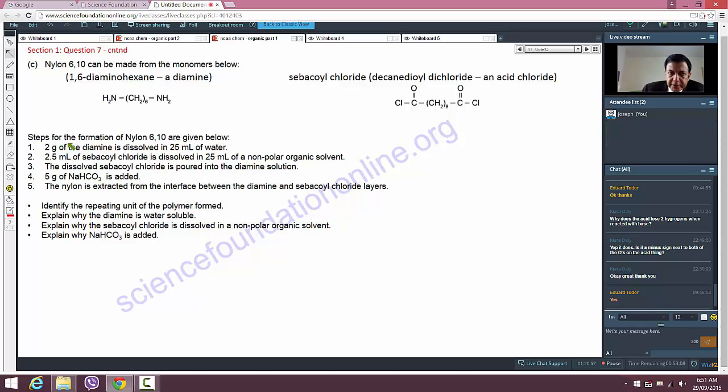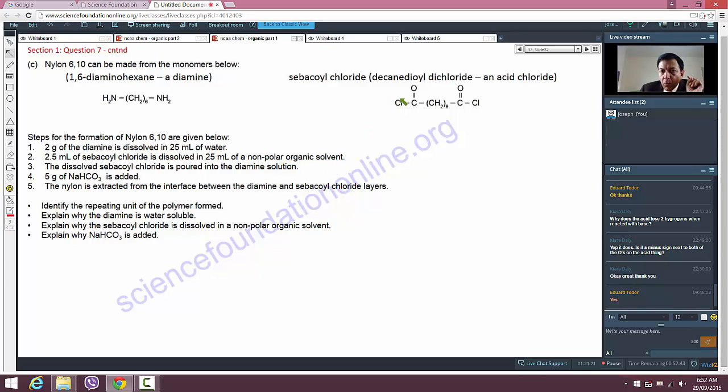So it tells you here the steps for the formation of nylon 610. They are given below. You might have even done this as an experiment at school. 2 grams of the diamine is dissolved in 25 mL of water. 2.5 mL of sebacoyl chloride, that's this one here, is dissolved in 25 mL of a non-polar organic solvent.